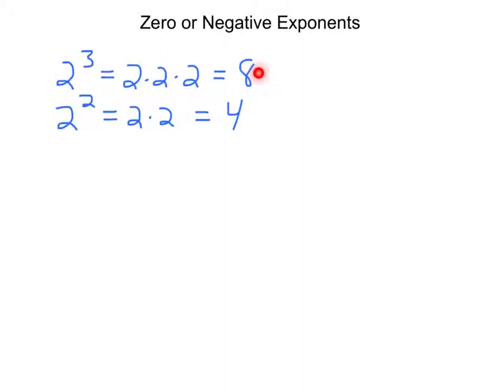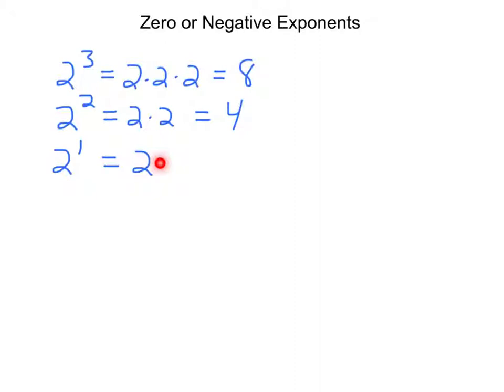Alright, let's continue this pattern. I'm going to lower the power by 1 again, and 2 to the first would just be 2. You can see this pattern is still the case. This new answer, 2, is 1/2 of the previous answer, and that's because I've multiplied by 2 one fewer time.